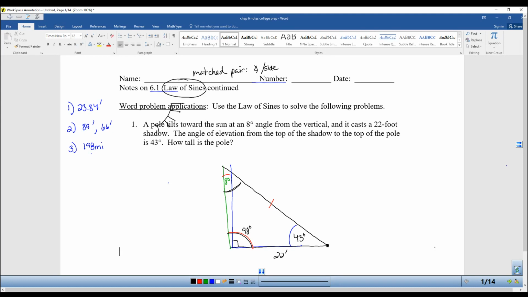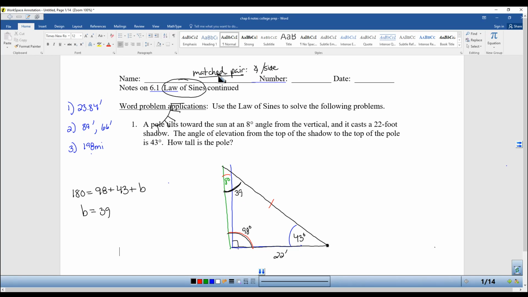But remember, the sum of the angles in a triangle is 180. So 180 is 98 plus 43 plus that missing angle. And since that one is the one that matches the only side I know, I do need to find it. So let's just call it B. 180 minus 98 minus 43 is 39.